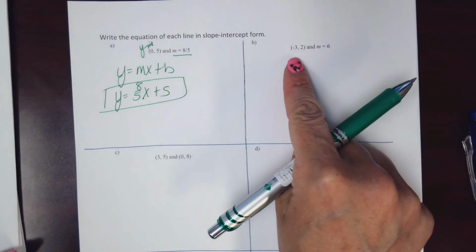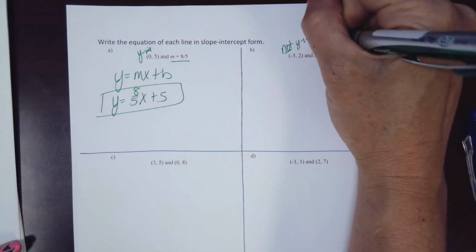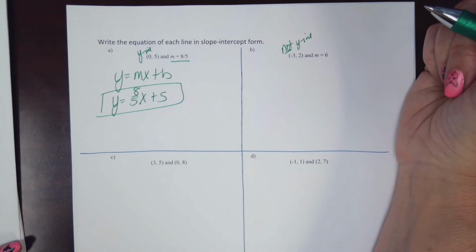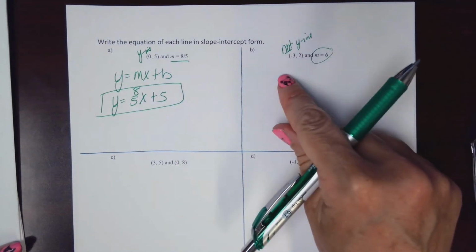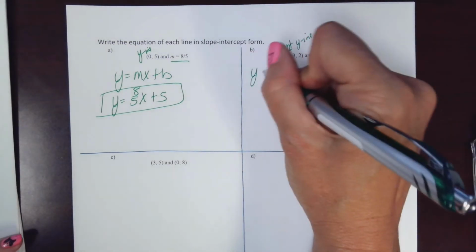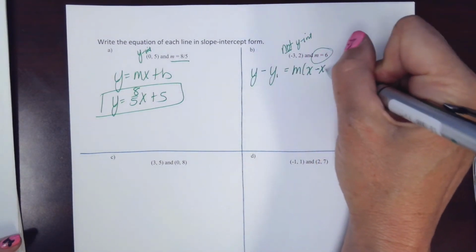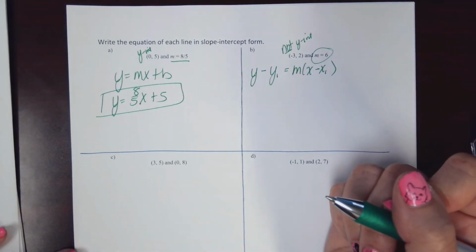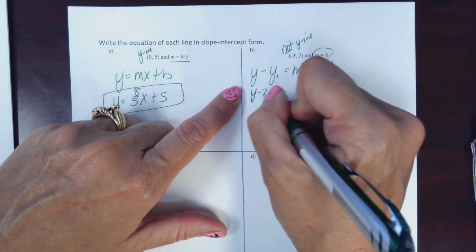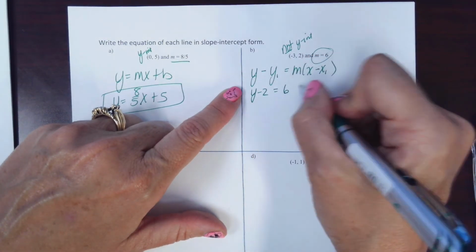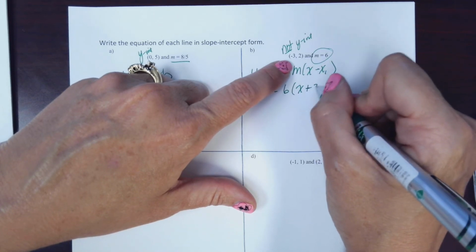This time, though, I know a point, but it is not the y-intercept. I also already know the slope, so that's good. But since it's not the y-intercept, I have to start in the other form of my line, the point-slope form. And I plug in what I know: y minus the y value, so y minus 2, slope is 6, times x minus the x value. Well, minus the negative 3 becomes plus 3.